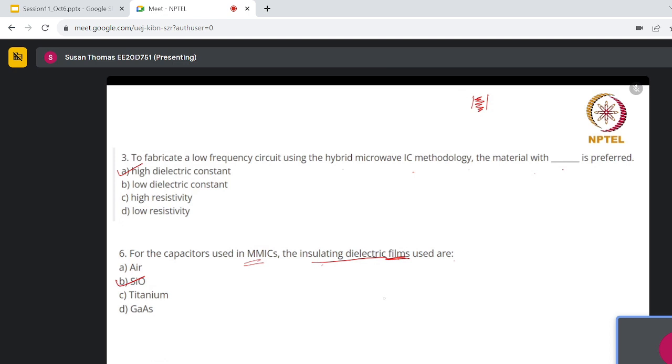And there are other options: silicon dioxide, silicon nitride and titanium oxide. There are several options. It depends, again, on the dielectric constant. Basically, these materials have high dielectric constant and also low loss. And they are generally compatible with the MMIC circuit design and MMIC circuit technology.